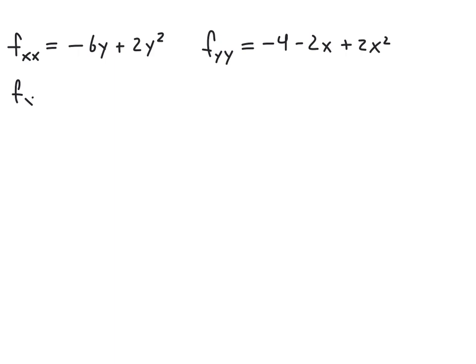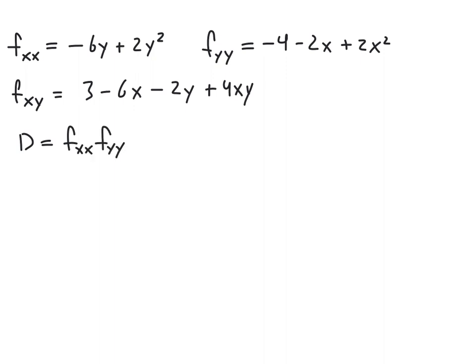We also need to know f sub xy, one of the second order mixed partials. If we differentiate f sub x with respect to y, we will get 3 minus 6x minus 2y plus 4xy. So from this, we know that our discriminant is going to be f sub xx times f sub yy, minus f sub xy squared. Because these are really nasty expressions, I'm not going to multiply all of that out and get a single formula. I'm just going to apply it in each particular case to each point.